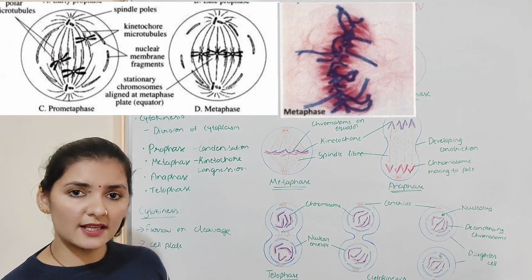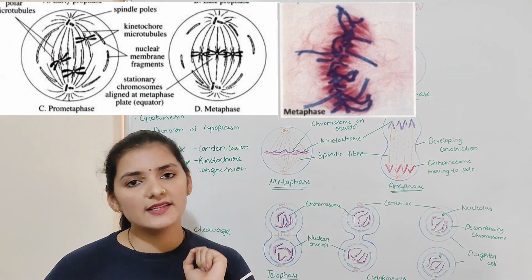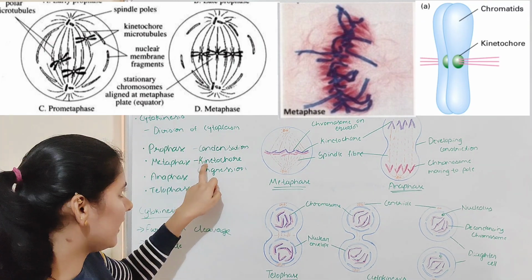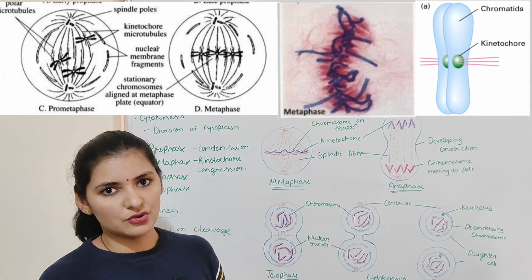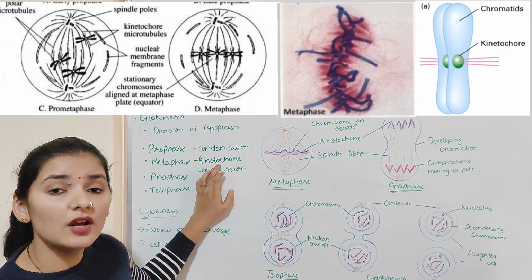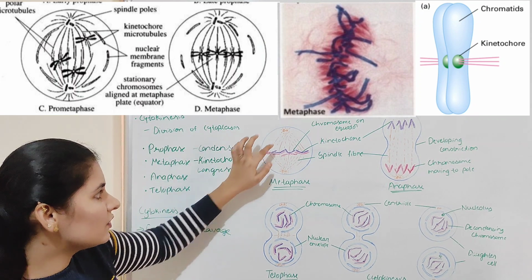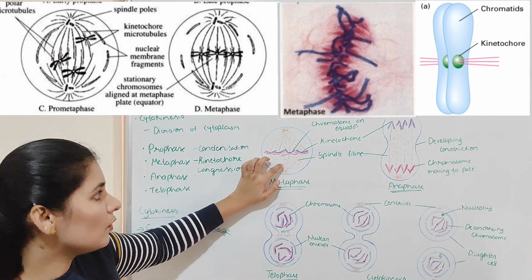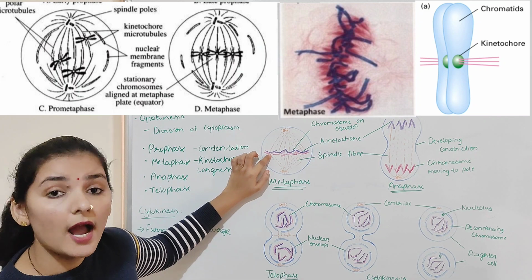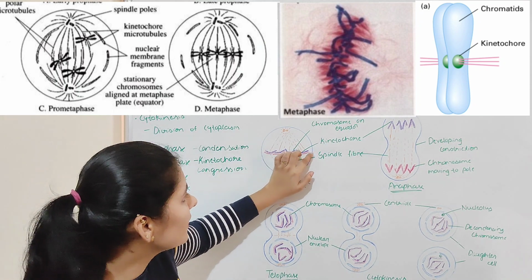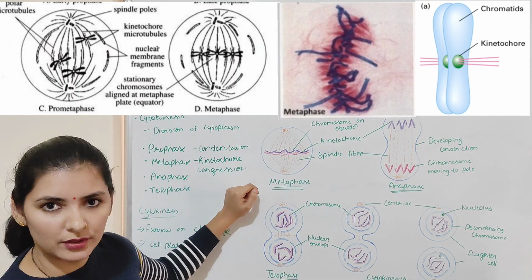On the surface of the centromere, it has a small disc-shaped structure called as kinetochore. So, kinetochore is present on the surface of the centromere. This kinetochore serves as a site of attachment for the spindle fiber. So, some of the spindle fibers attach to this kinetochore of the chromosome, and they bring the chromosome to the center of the cell or to the equatorial region.